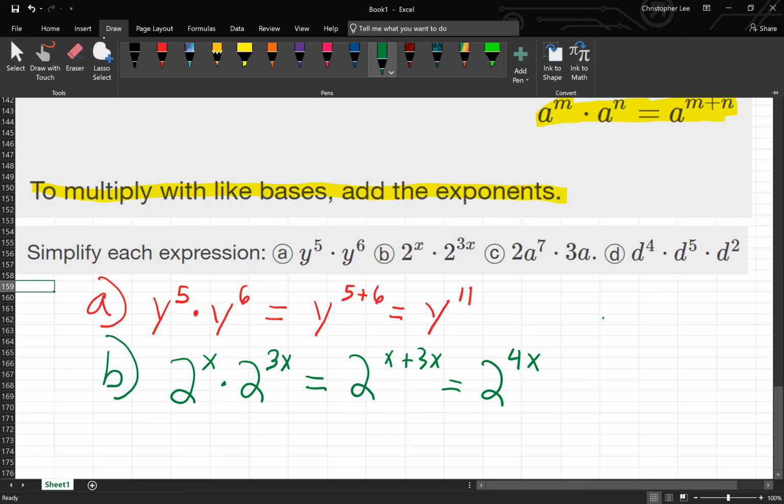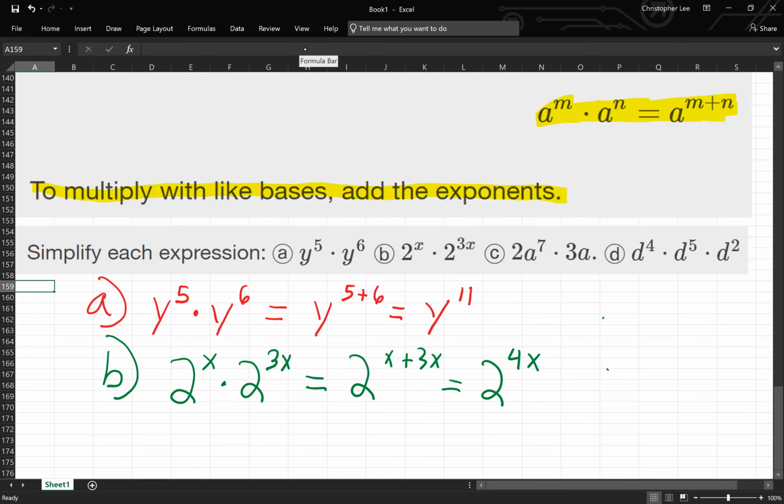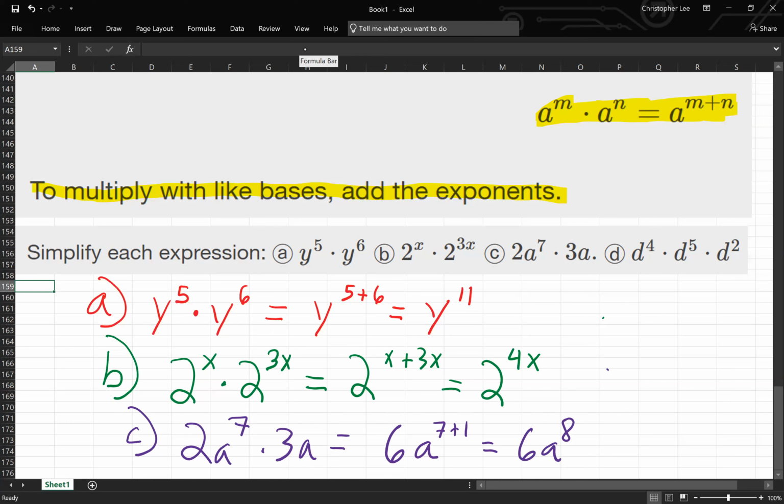All right, next color. Purple. I'm going to do purple and then pink next. So for C, I've got 2a to the 7 times 3a. What does this become? 6 a to the what? 7? No, a to the what? 8, right? 7 plus 1. 6a to the 8th power.